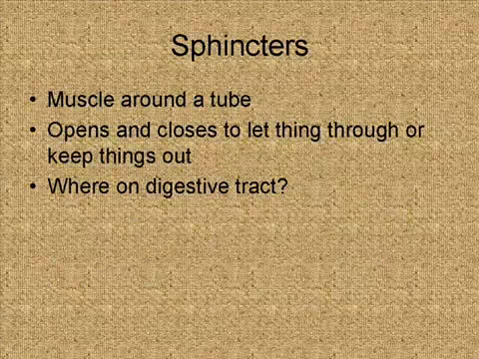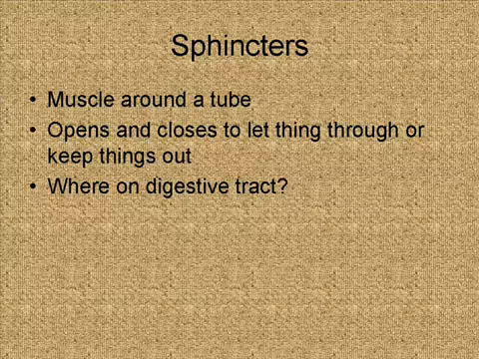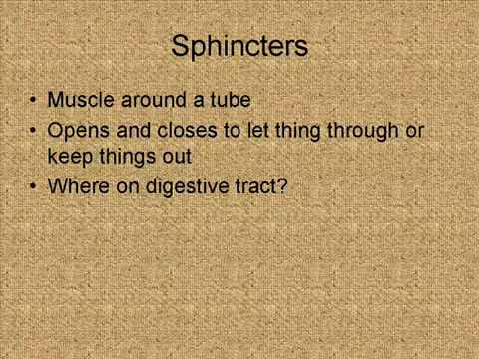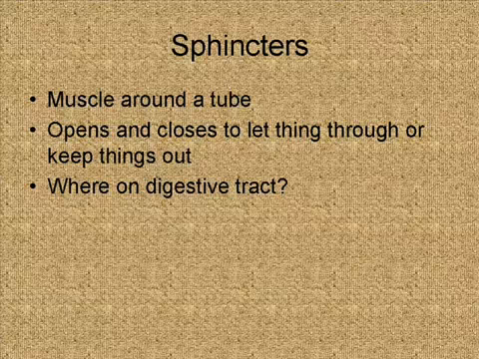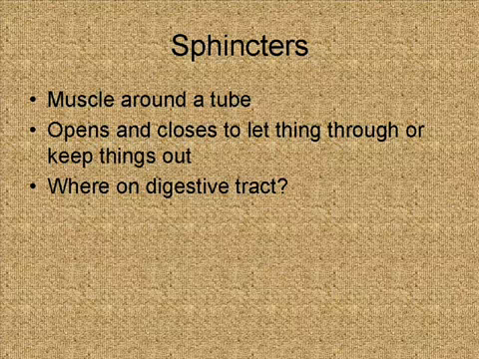Now, a structure that I haven't been mentioning along the way are called sphincters, right? And these are muscles that are located around a tube. For instance, something like your esophagus, your stomach, your small intestine, your large intestine. All these things are sort of tubular in shape. And they open and close to selectively let things through or keep things out. So think about where along your digestive tract these might be. Hopefully you're guessing that they're along some of the major intersections of these organs that we were just mentioning.